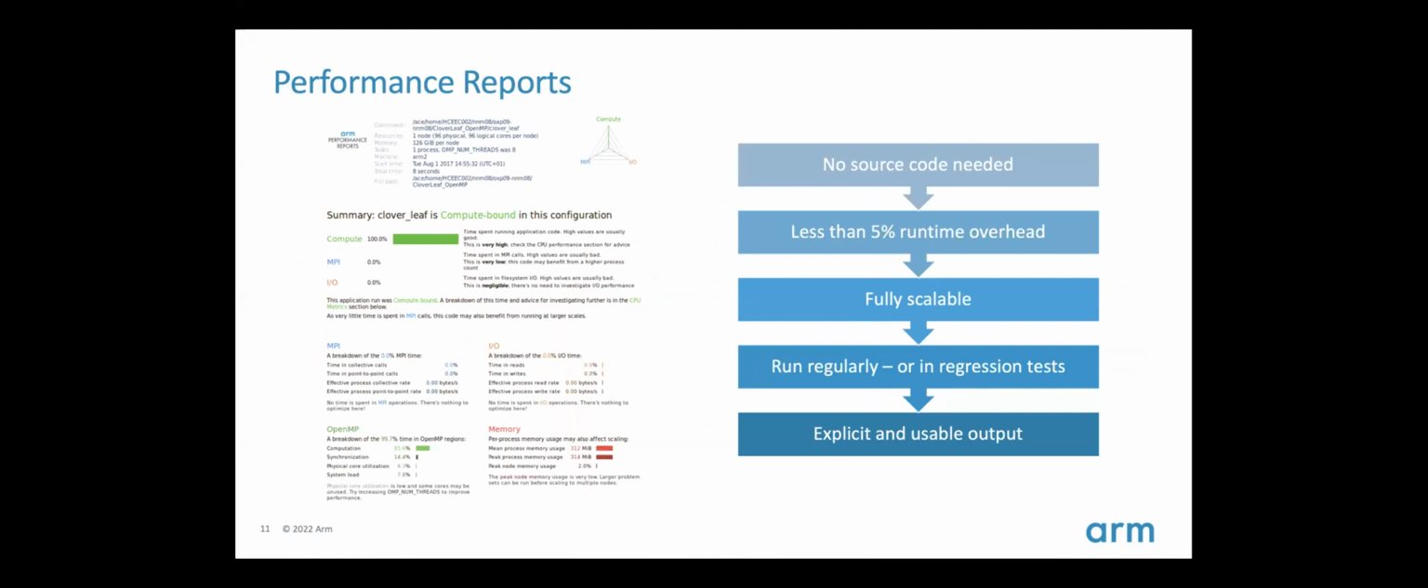Now I want to highlight the performance report here, because to me, this is what really helps set Forge apart from some of the other profilers that you might have. This gives you a one-page summary of what's going on in your code, where the hotspots are, and how your code might be improved. This is an example of Cloverleaf, which we know is compute bound in this small benchmark. It'll tell you the percentage of compute, MPI, and IO, or if you add the GPU, which we'll show later, there's a separate section for the GPU.